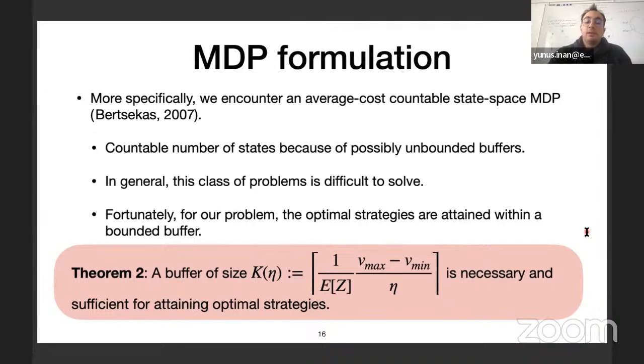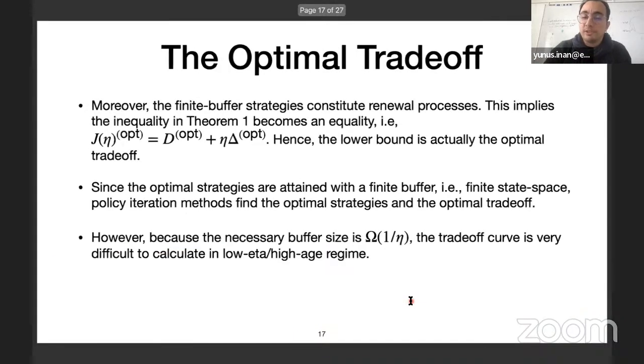So what does this mean? Actually, we will see it better in Theorem 2. For a given eta, a given weight, a buffer of size k of eta is necessary and sufficient to attain the optimal strategies. The important thing in the definition of k of eta is that it's reciprocal with eta, right? So this means that when eta is small, which means that we give less weight to the age and we allow higher ages in our strategy, this will result in higher buffer sizes, which will create problems in numerical results.